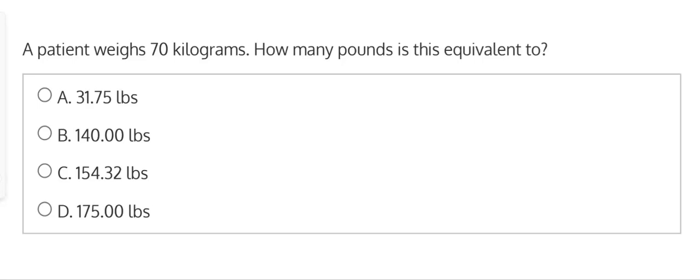This question states, a patient weighs 70 kilograms. How many pounds is this equivalent to? So it's important to remember your conversion factor in this case, which would be 1 kilogram equals 2.2 pounds.